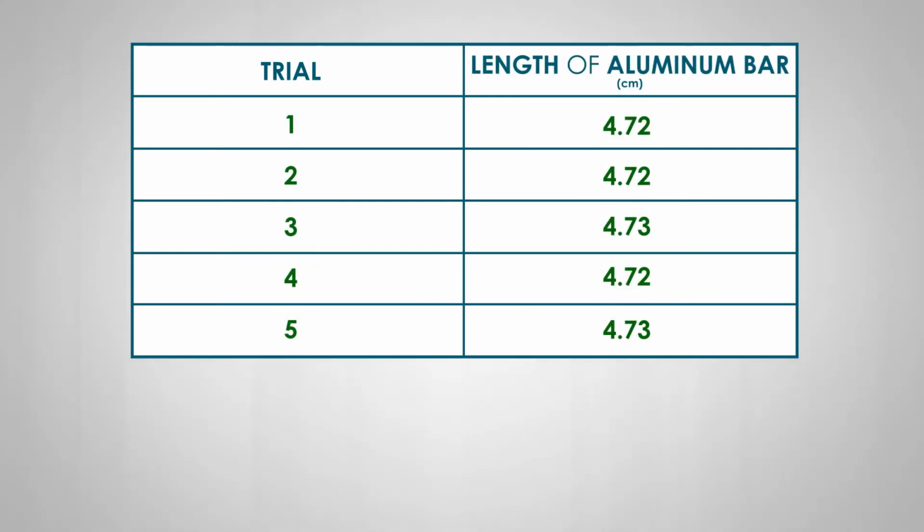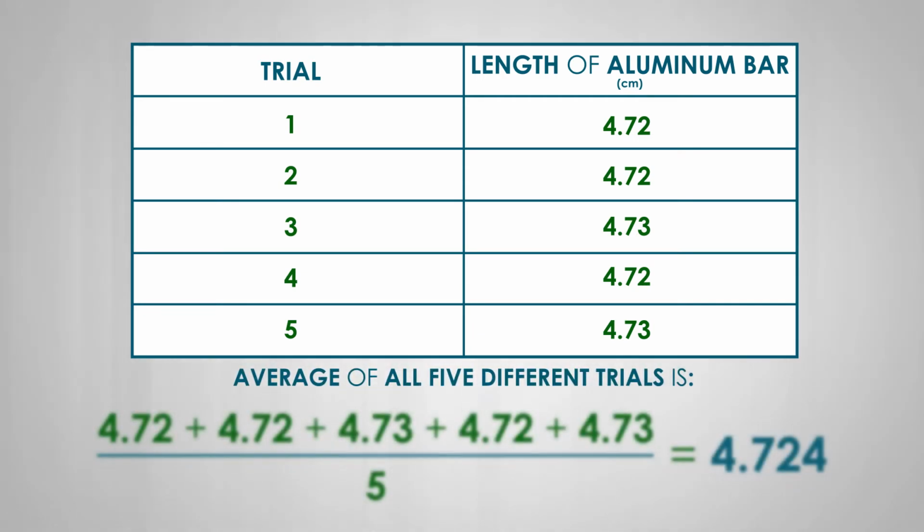However, in order to properly measure something, performing the measurement just once is not sufficient. We should perform the same measurement several times and obtain the average, which will be our result for the measured length of the bar that we can use in subsequent calculations.